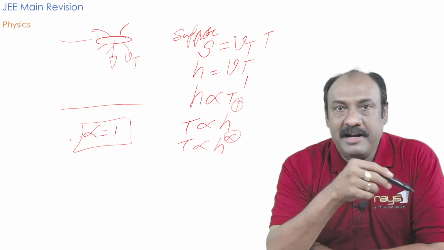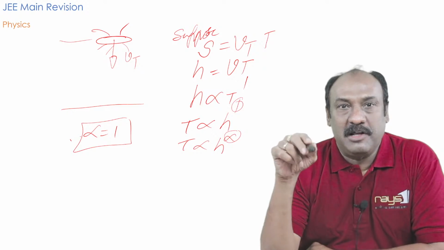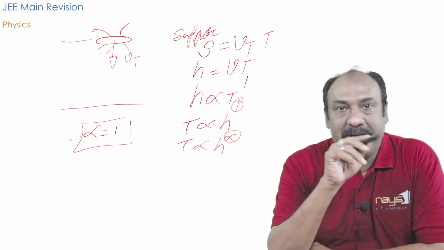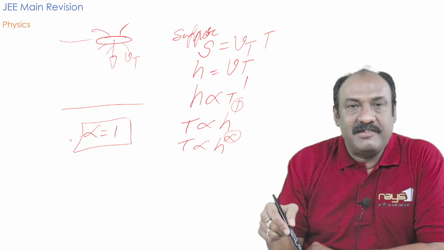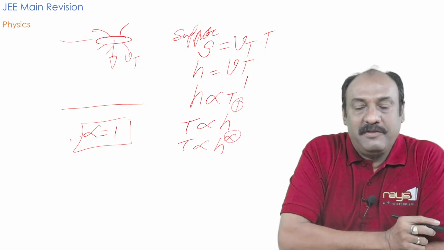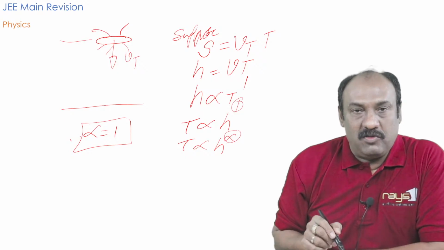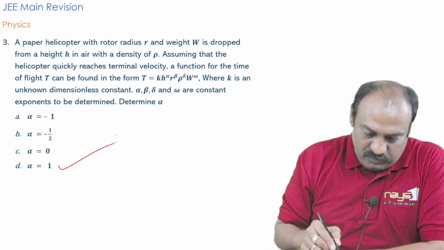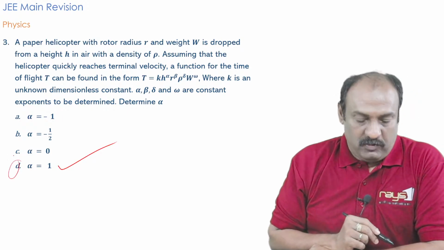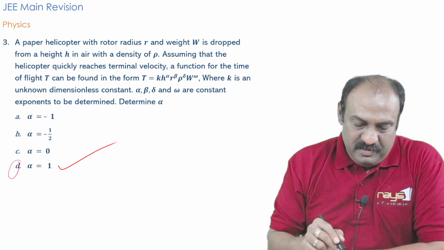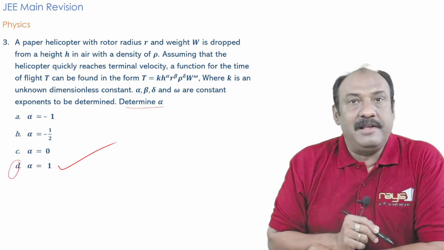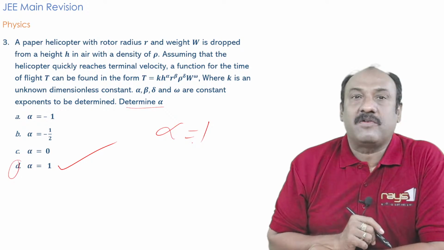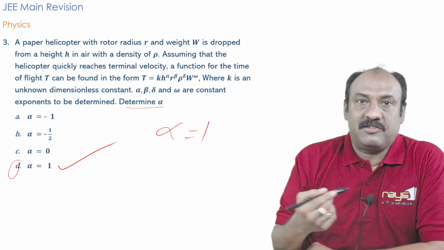So from this, according to the given data, t is directly proportional to h to the power alpha. Here t is directly proportional to h to the power 1. By comparing this equation with the given standard form, we get the alpha value as 1. So the answer is alpha equal to plus 1, which is option D for question number 3. Alpha equal to 1 is the answer. Next question.